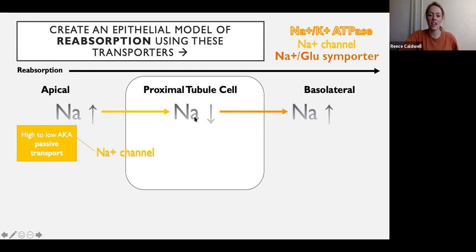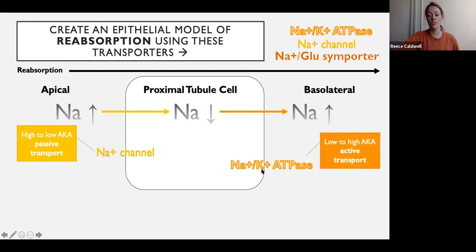So now we need to get that sodium from the cell into the body. And so now we need to move it from low to high, which is against its concentration gradient. So what we're going to use here is the sodium potassium ATPase transporter, which is using active transport. So we're going to break down some ATP, which will allow us to use that energy to move sodium against its concentration gradient into the body.